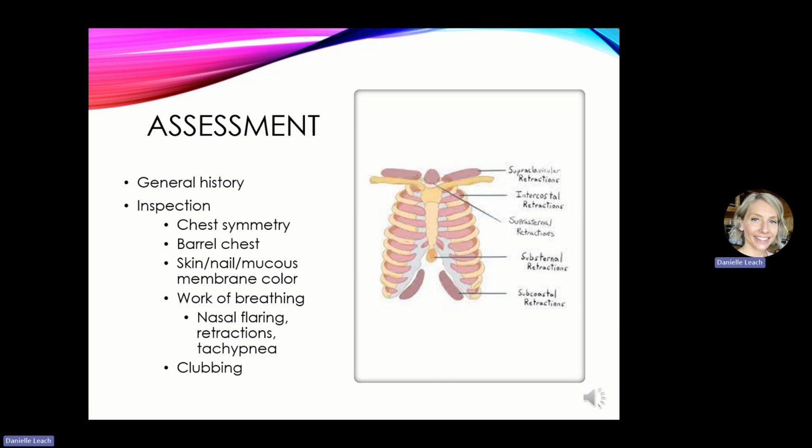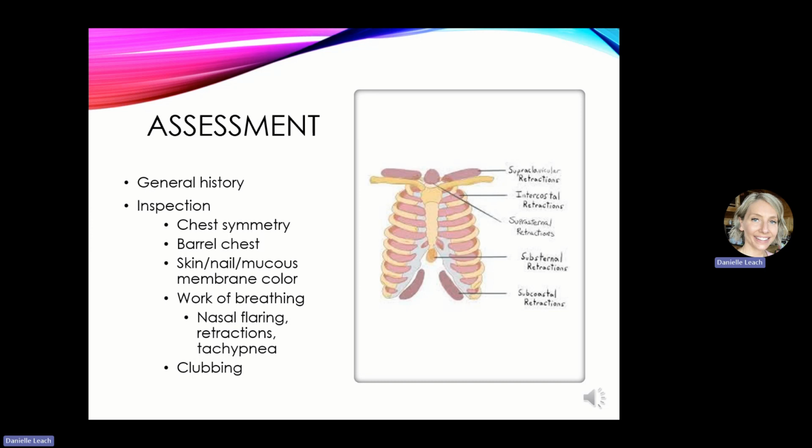When we are talking about assessment of the respiratory system in a child, it is very similar to an adult. We can ask general history questions, of course, like does the child have any history of respiratory disorders like asthma or cystic fibrosis or anything like that? What are their signs and symptoms? What are they here for? Is it respiratory related?